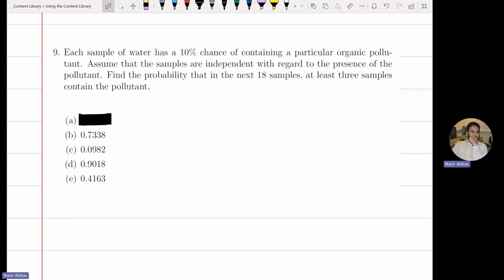Okay, this is one of the examples that we did in the class while discussing one of the distributions. I will not name that distribution, but we did this question in the class. The question says you assume each sample of water has a 10% chance of containing a pollutant. Assume that the samples are independent. Find the probability that out of the next 18 samples, at least 3 contain the pollutant.